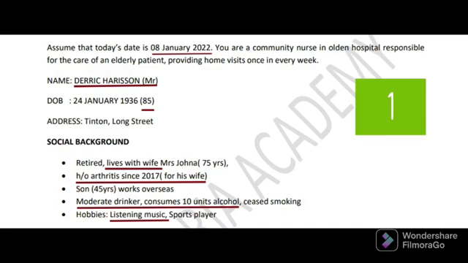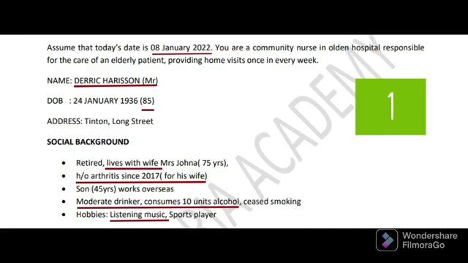The patient's name is given, Mr. Derek Harrison. Age is given. When you are given both date of birth and age, prefer to write the age, 85 years. And what other things are important, I will tell you. Just underline them the same way.